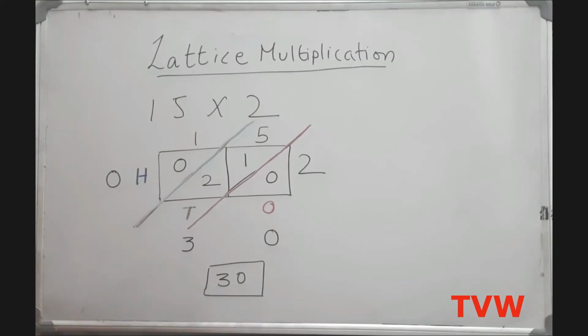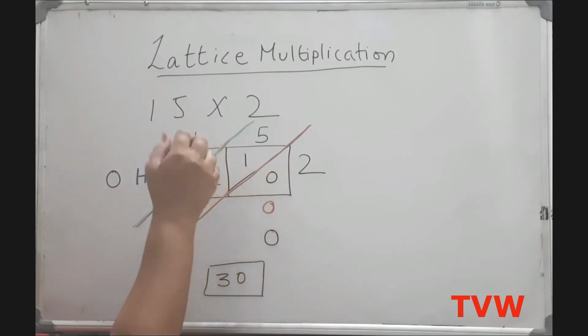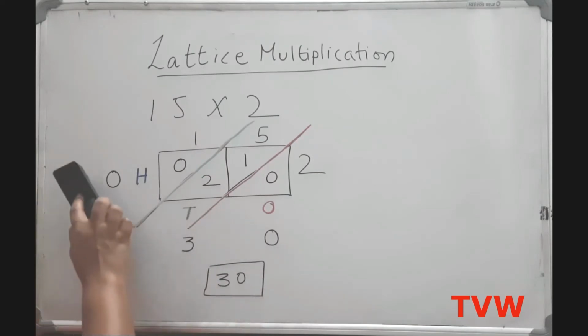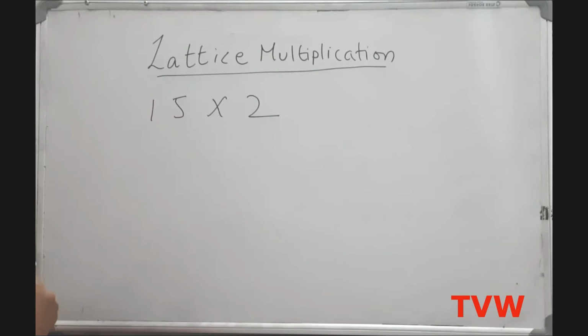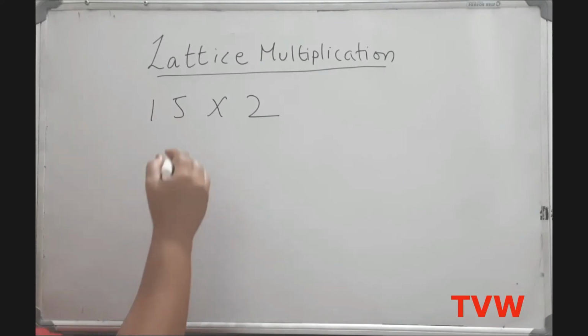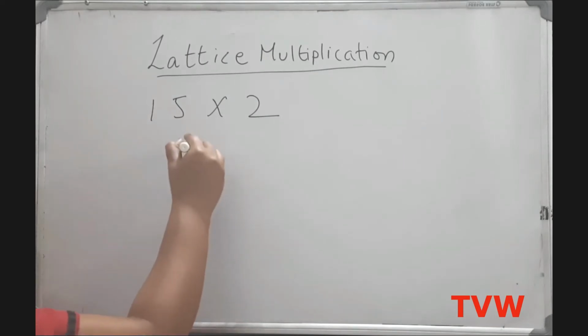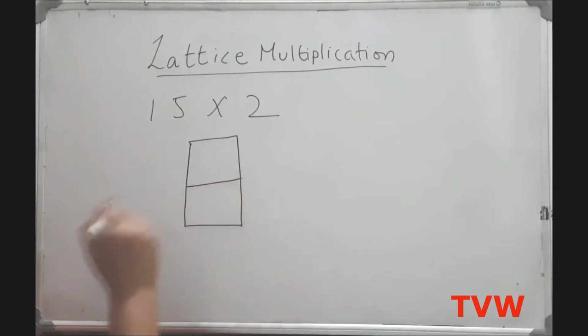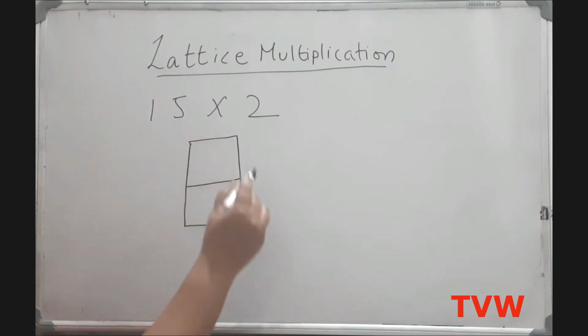Now, somebody asked me a question. One of my students, she asked me, ma'am, do we have to have necessarily 2 columns and 1 row? Can't we have 2 rows and 1 column? Come, let us try that. So I'm going to try 1 column and 2 rows. Now, how do I write the numbers?